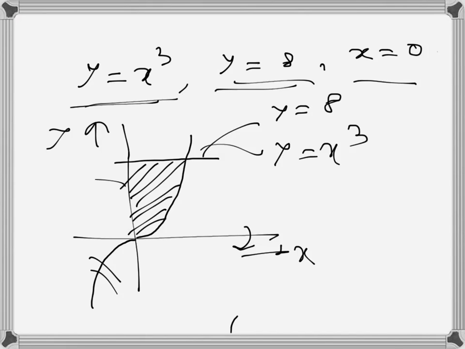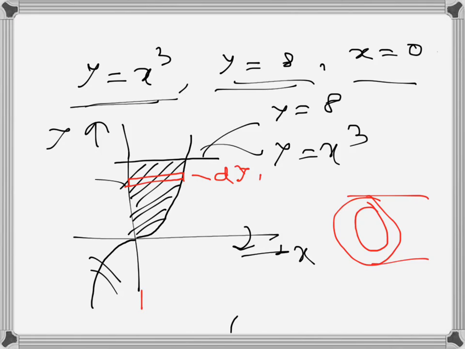So the first step, let's take a small section here of thickness dy, and let's see what will be generated when this is revolved around the x-axis. A cylindrical shell will be generated, something like this, which will have the thickness of dy, and the radius, because this is a very small thickness dy, will be y.